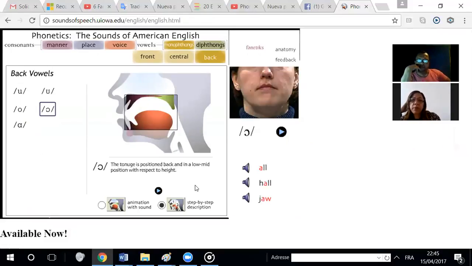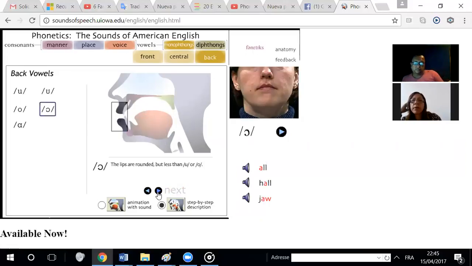The tongue is positioned back and in a low mid position with respect to height. The tongue is positioned back in a low mid position with respect to height, not up. It's going to be the uh, always.